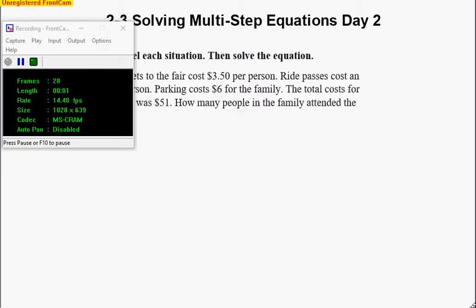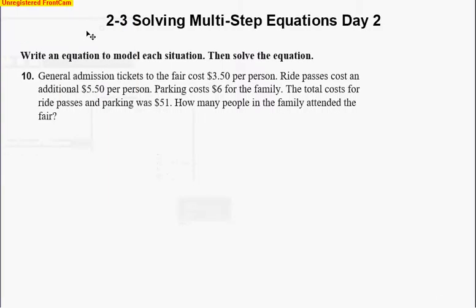This is the tutorial for Chapter 2, Section 3, Solving Multi-Step Equations, Day number 2. So let's take a look at our first problem here. It talks about general admission tickets to a fair costing $3.50 per person. Okay, that's some important information.